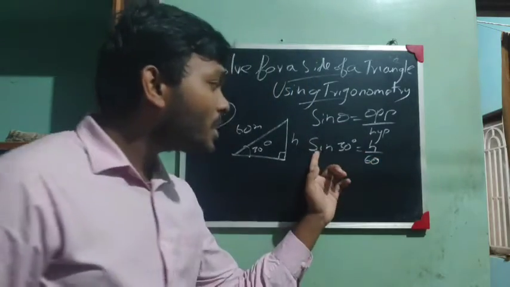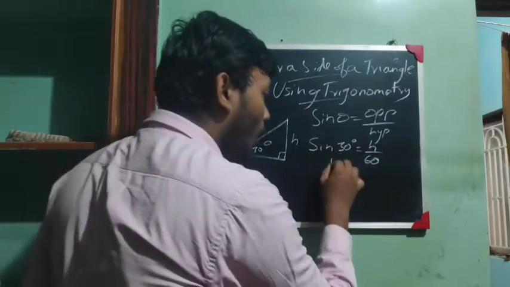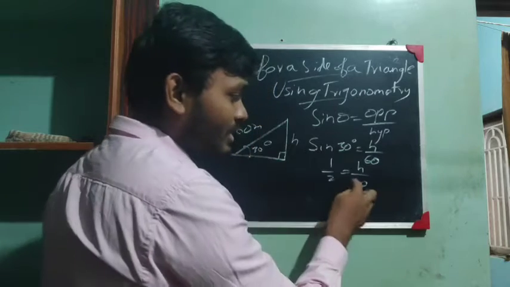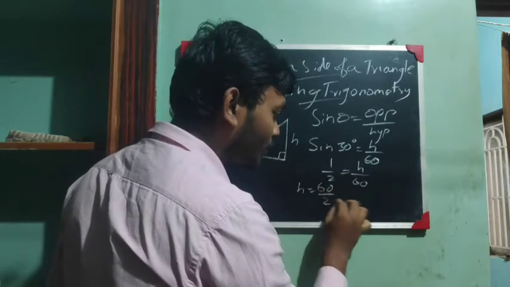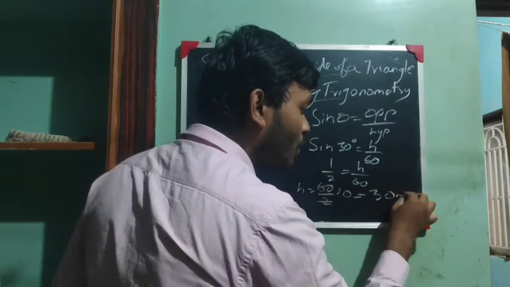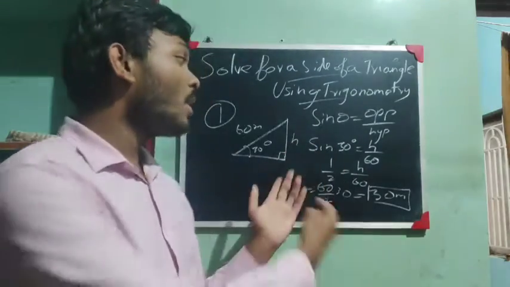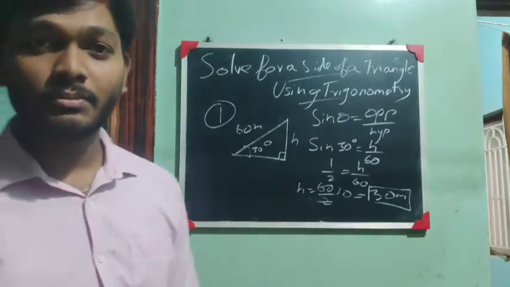We all know the value of sine 30 from the table which we have learned. That's 1 by 2, equal to h by 60. By rearranging, the 60 goes here and h is equal to 60 by 2, which is equal to 30 meters. So that's the height at which our kite is flying. This is how we find the unknown side of a triangle using trigonometry. Note it down.